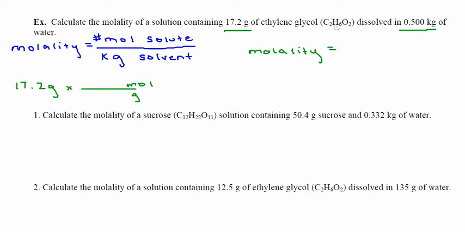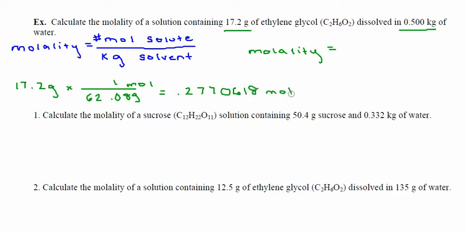Ethylene glycol, the formula is C2H6O2, so you need to find the molar mass, and I got 62.08 grams for every 1 mole. And so when I calculate this, I get 0.277618, etc., etc. And the units are moles.